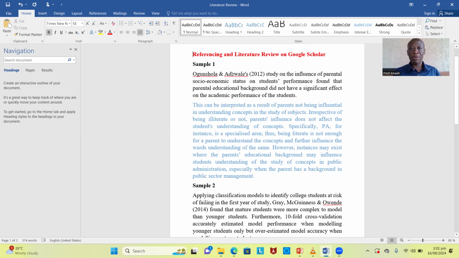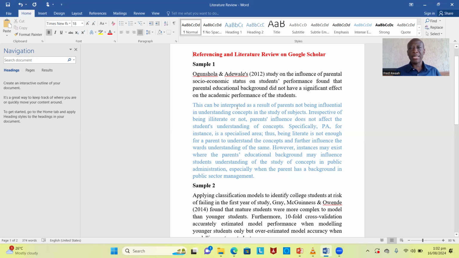The study that we are reporting here in the literature review is the work of Ogunshola and Adewale, 2012. Their study on the influence of parental socioeconomic status on students' performance found that parental educational background did not have a significant effect on the academic performance of the students. Now, you realize that the researcher who has reviewed this literature just didn't leave it at what Ogunshola and Adewale said. They went on to give some relationships or some interpretations. So they made some commentary around it.